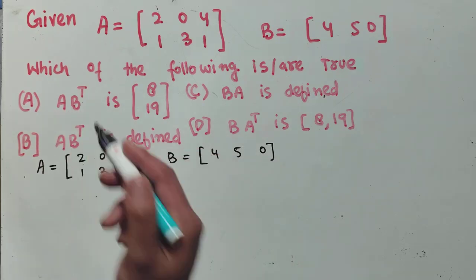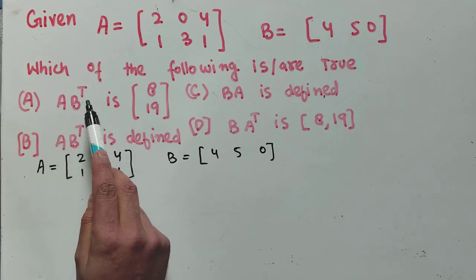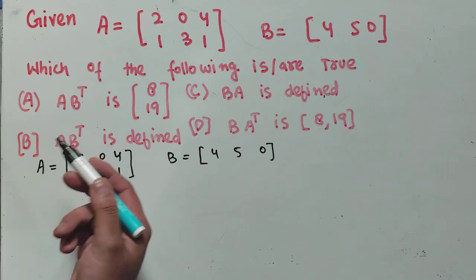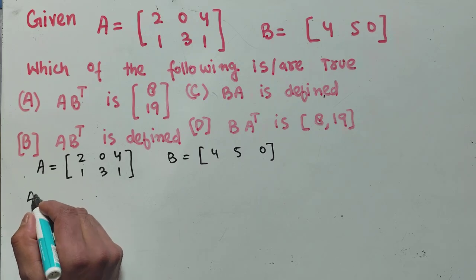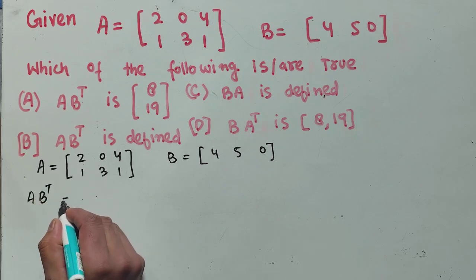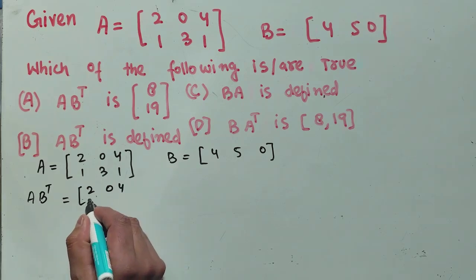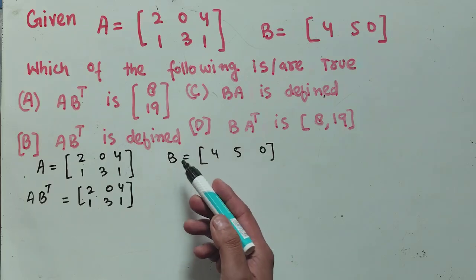Let us see the first option. The first option says the product of A times the transpose of B is 8, 19, that is, a column matrix with elements 8 and 19. Let us check the first one. So A is this. Can I write A B transpose is equal to 2, 0, 4, 1, 3, 1. Now what is the transpose of B?